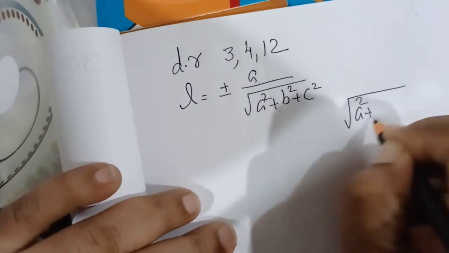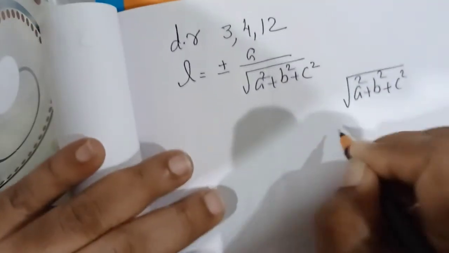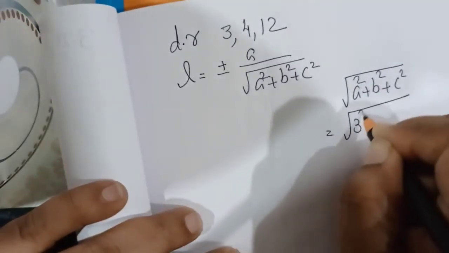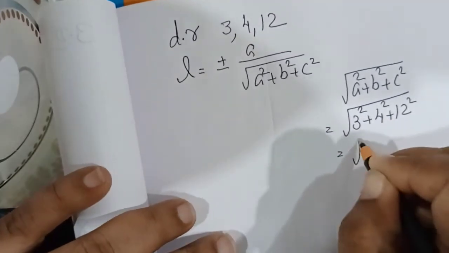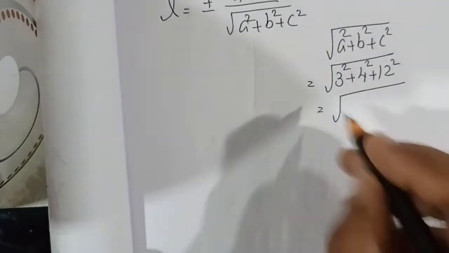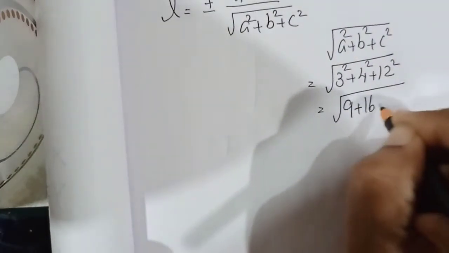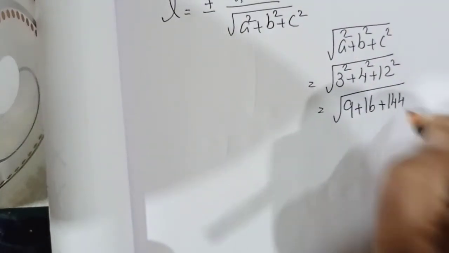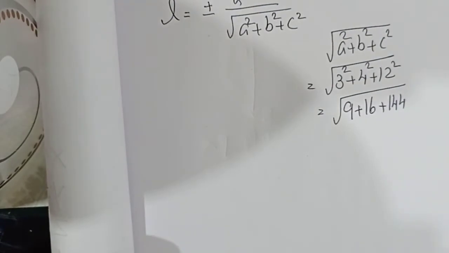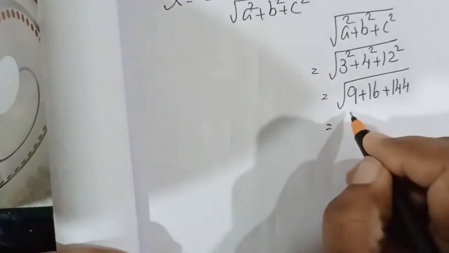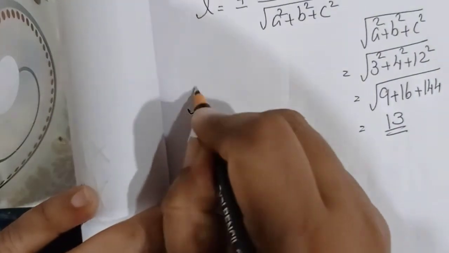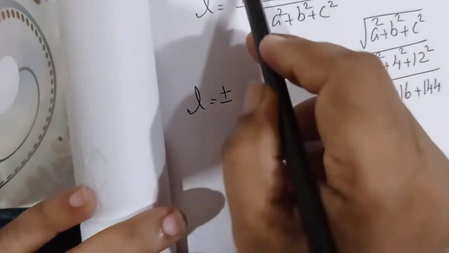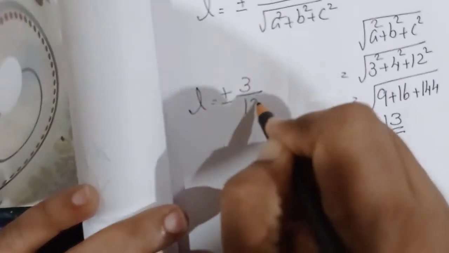What is A square plus B square plus C square? Root of 3 square plus 4 square plus 12 square. What is the answer? Root of 9 plus 16 plus 144. Is it 13? Root 169 means 13. Therefore, you can write L is equal to plus or minus A, A means 3 by 13.